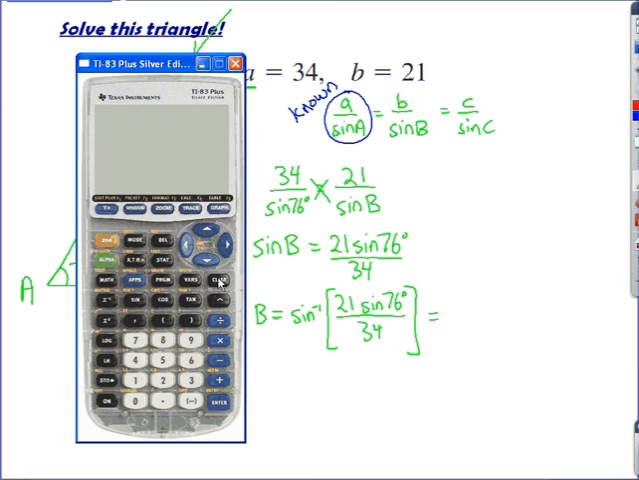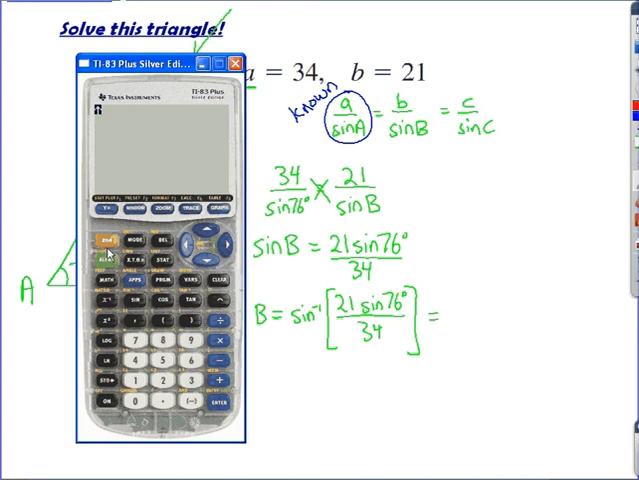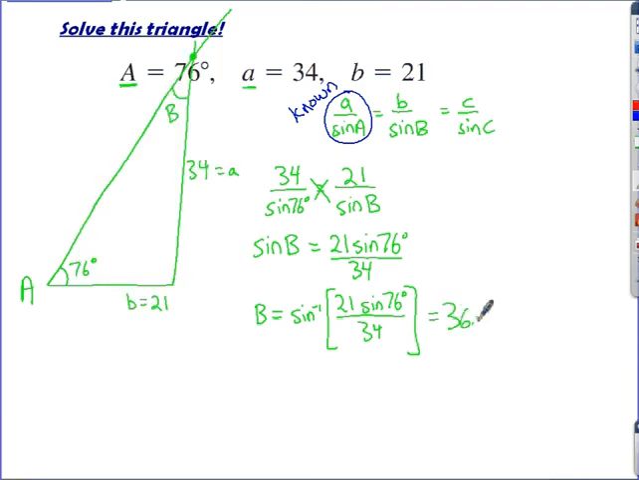So make sure I'm in degree mode. I am in degree mode. Good. And then second function sine, 21 times sine 76, close bracket, divide by 34, close bracket. Okay, so there we go, 36.82 degrees. Okay, so that's one thing already finished. All we have left now to worry about is angle C, that's this one, and little side c. So we still have two more pieces to figure out.